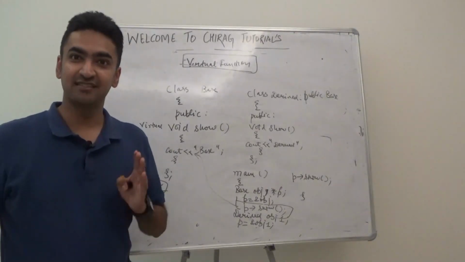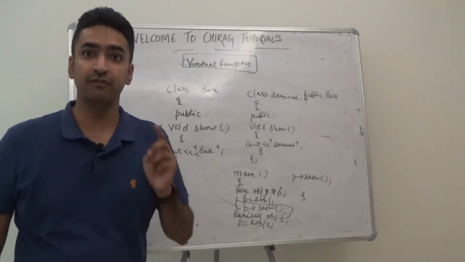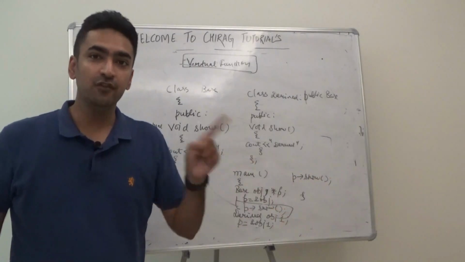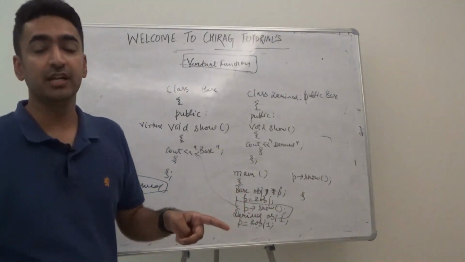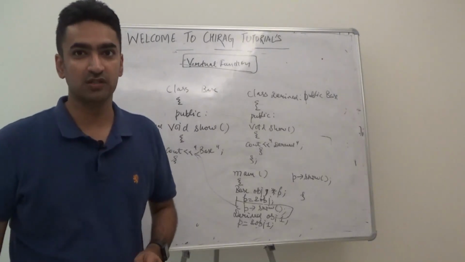Over here, it has made the compiler understand that whoever you are pointing to, if you are pointing to the base class object, the base class function should get called. If you are pointing to the derived class object, the derived class function should get called. This is how it works out.